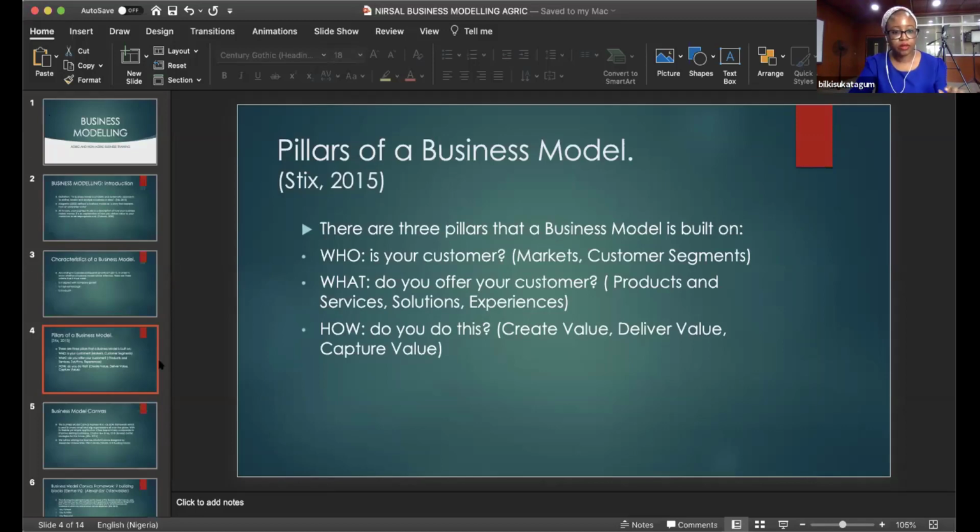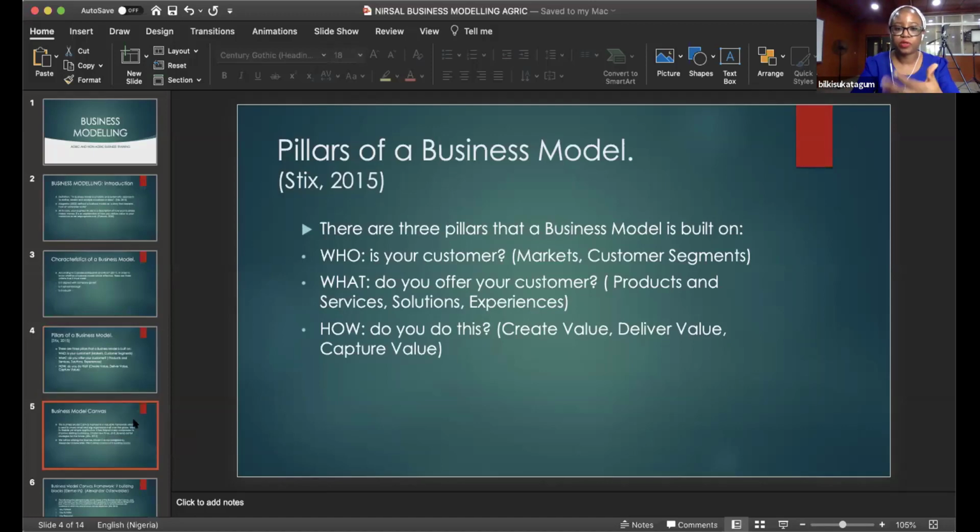So I think we can go over to the next one. Now, with the business model, there are certain templates that you can actually use. I want us to actually go through the templates. So I'll explain the different types of business models.